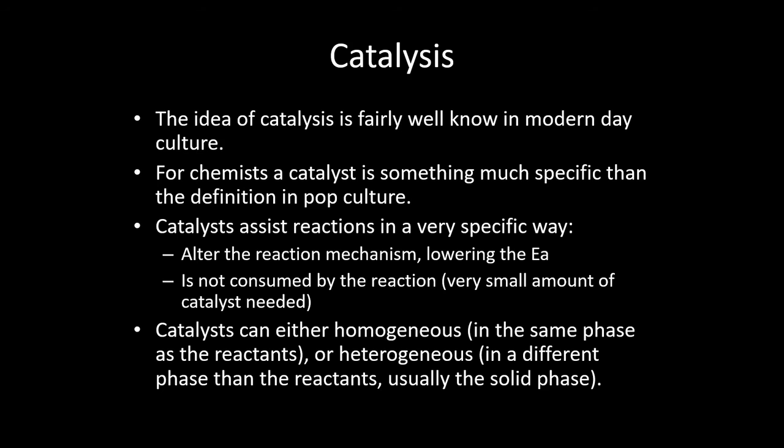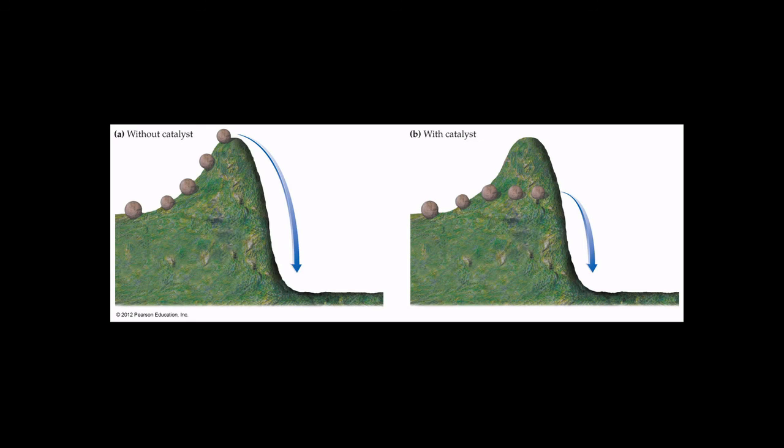Now, these can be either heterogeneous or homogeneous. If a catalyst is homogeneous, that means that it's in the same phase as the reactants. So if you have a gas that helps another gas react, that would be homogeneous. But they can also be heterogeneous. So the catalytic converter on your car, that is a heterogeneous catalyst because it is a metal, and the thing that is helping catalyze is a gas that flows over it. So you have a solid and a gas, different phases, so it is heterogeneous.